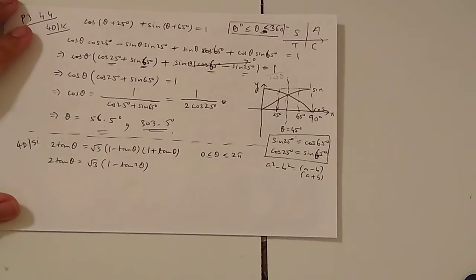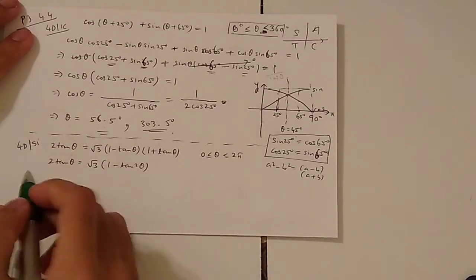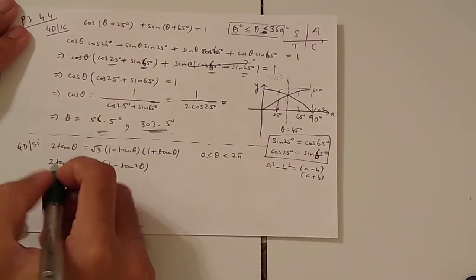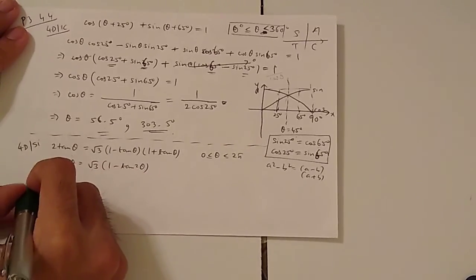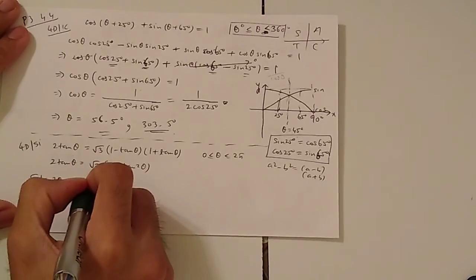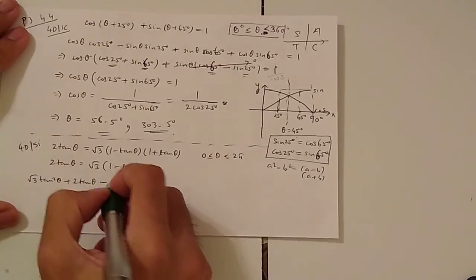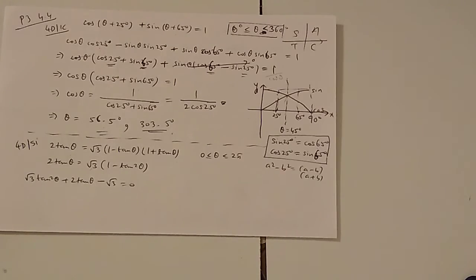Okay, now we'll be doing two methods. The first method is just go on as usual. So this becomes root 3 minus root 3 tan square theta. Get everything out to the same side. You get root 3 tan square theta plus 2 tan theta minus root 3 is equal to 0. So root 3 tan square theta plus 2 tan theta minus root 3 is equal to 0. Okay, so this is our first, and in this step we are getting all the terms on the same side.